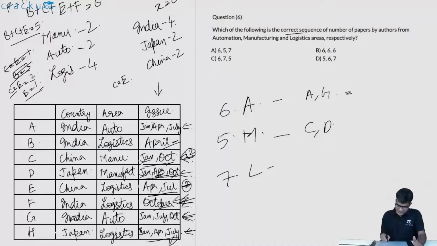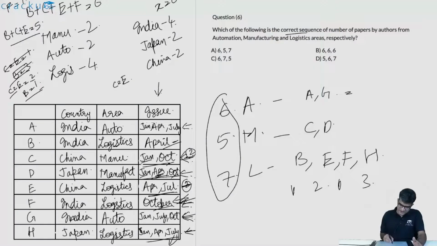Let us just confirm that once. It is B, E, F and H. B is 1, E is 2, F is 1 and H is 3. So this is 7. So the correct answer has to be 6, 5, 7, which is option A.